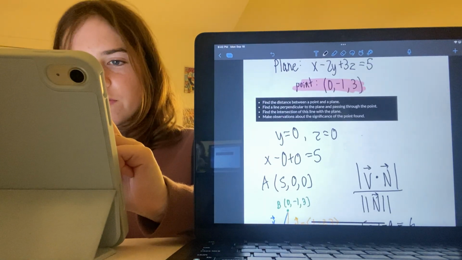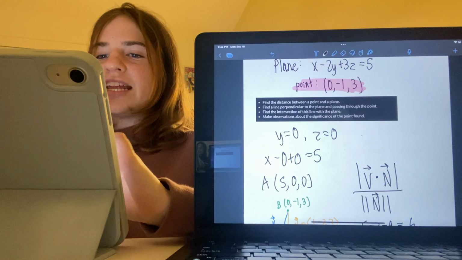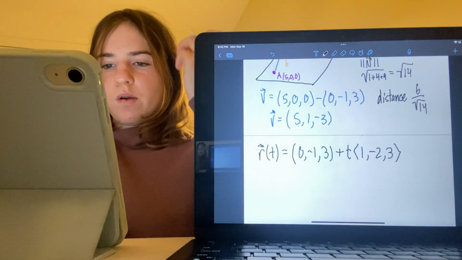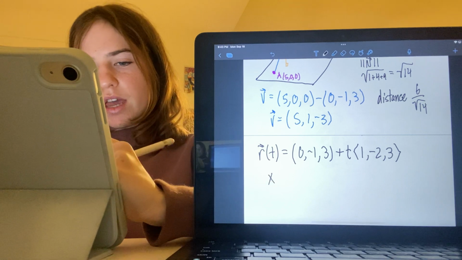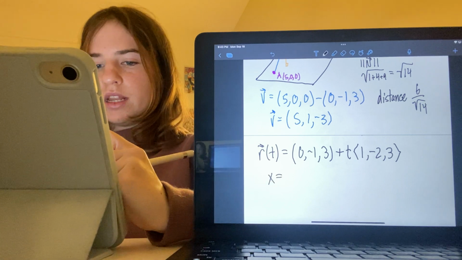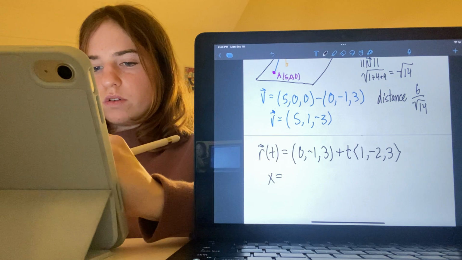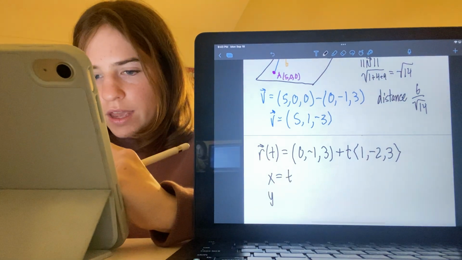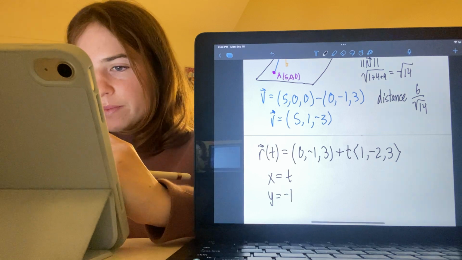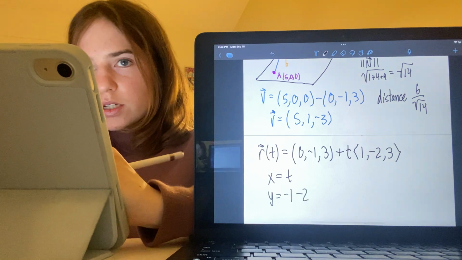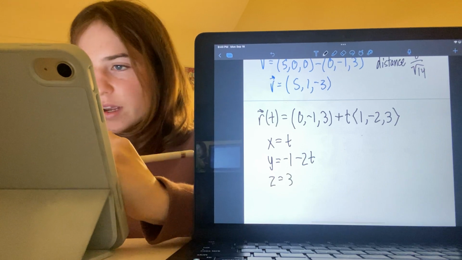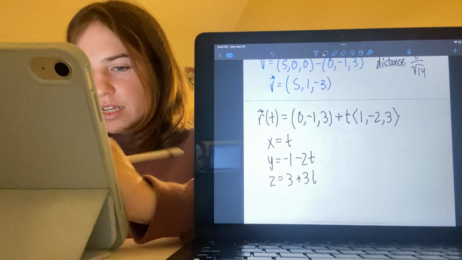Lastly, we want to find the intersection of this line with the plane. What we're going to want to do for this is to get all our components. So we're going to say x equals 0 plus t times 1, so x equals t, y equals -1 minus 2t. And then we have z equals 3 plus 3t.